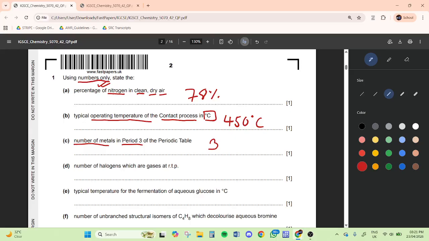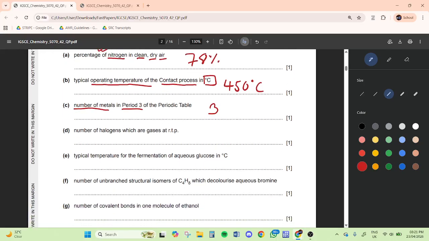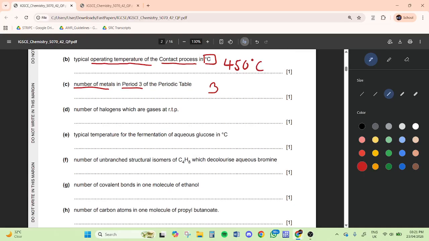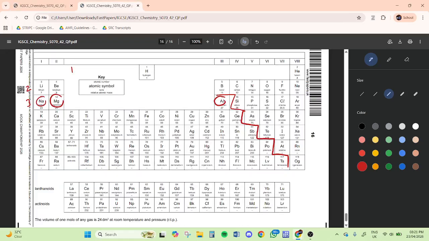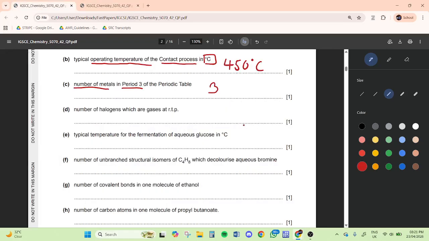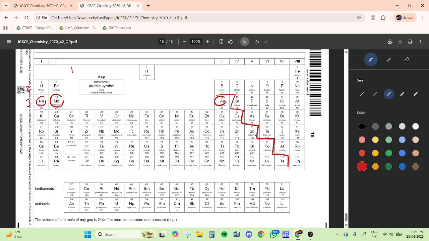All right, the number of halogens which are gases at room temperature and pressure. RTP obviously means room temperature and pressure. So again, we're going to go back to our trusty periodic table. Halogens obviously are the group 7 elements. So if we take a look at them, we've got fluorine, chlorine, bromine, iodine, astatine, and the last one, tennessine. Of all the halogens, the first two over here are obviously gases.